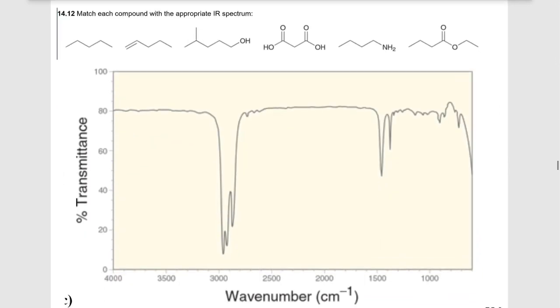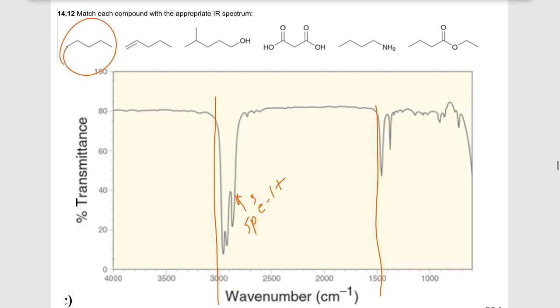Alright, the next spectrum doesn't have a whole lot of interesting features. Just below 3000 we have our sp3 CH stretch, okay? And then everything else is below 1500, so this is obviously an alkane. Our alkane is here.